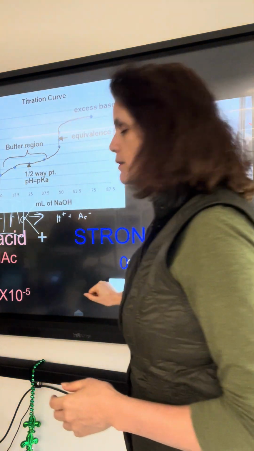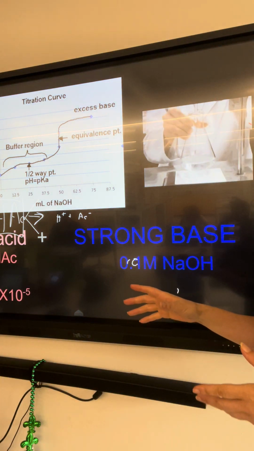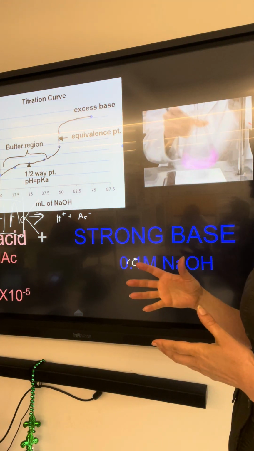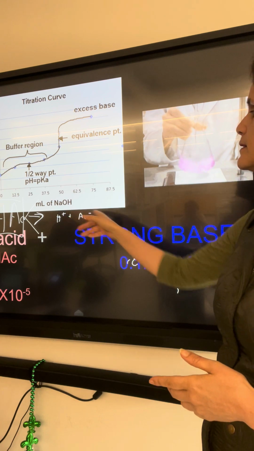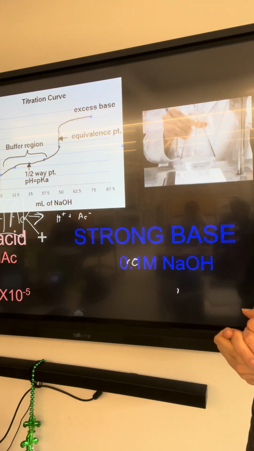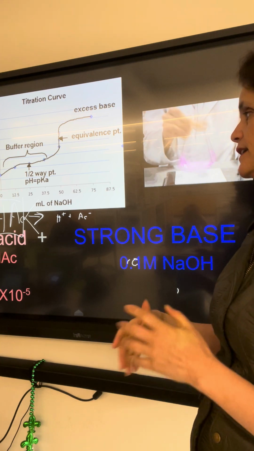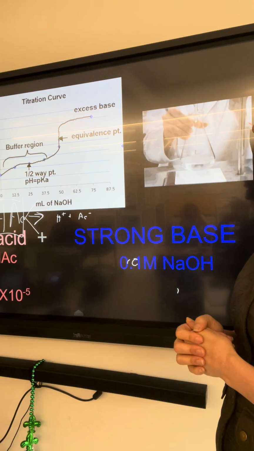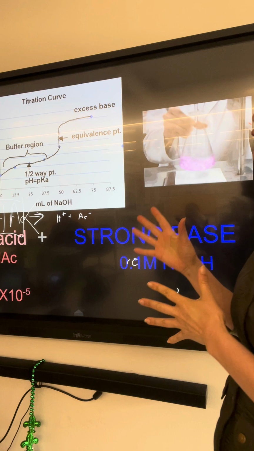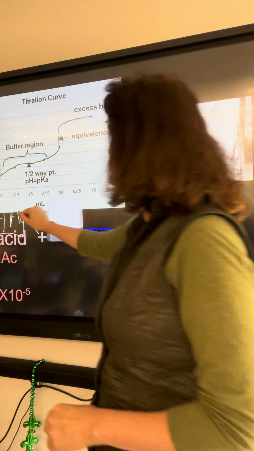Wait, so if the products are greater, then it's a strong acid, and the Ka will be greater than 1. If the reactants are greater, then it's a weak acid, and the constant for the acid will be less than 1.